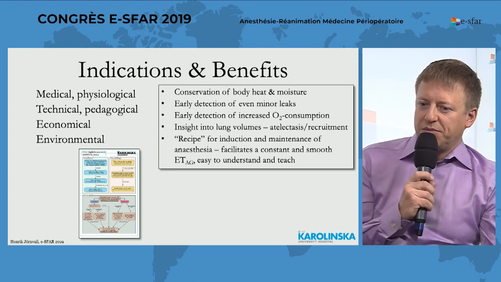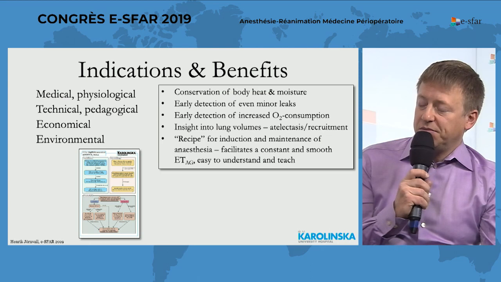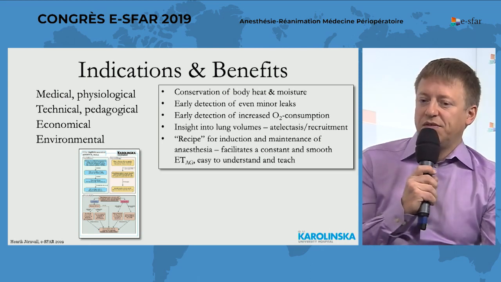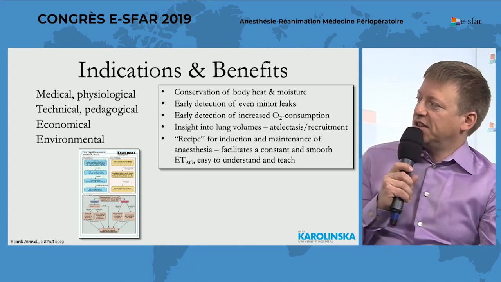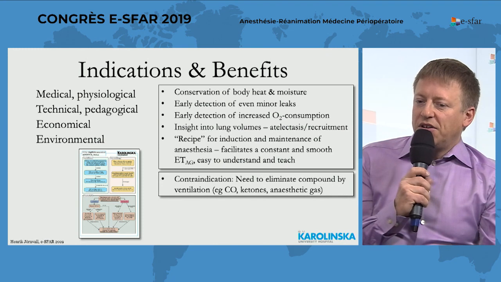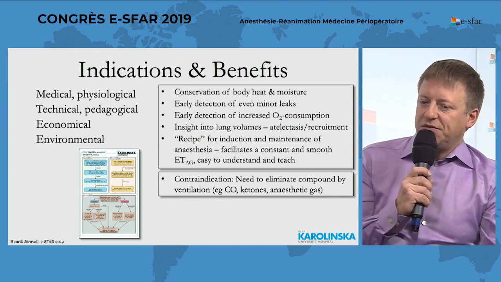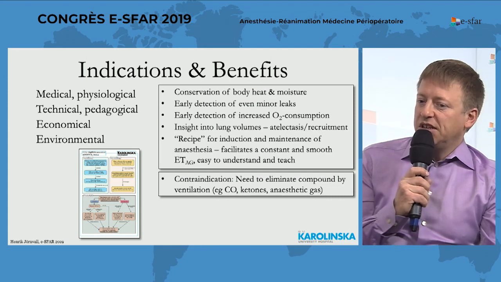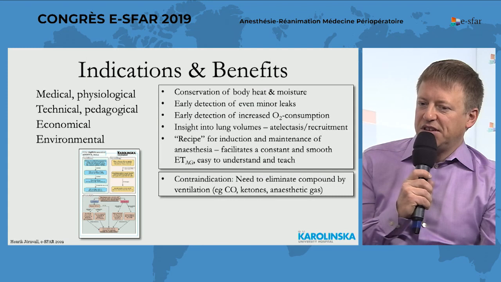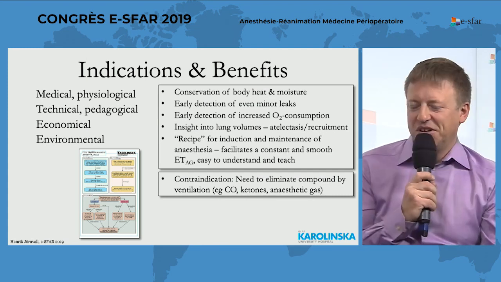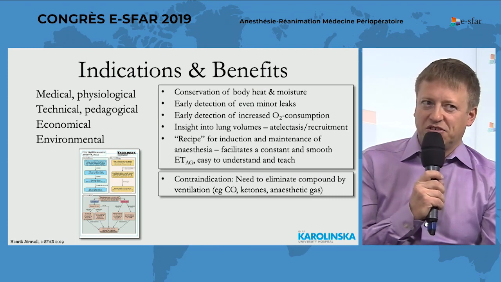You also have a recipe for anesthesia. If you teach a resident how to do anesthesia, they're very confused. You have flows, you have vaporizer settings, you have everything. Here's a very simple recipe. There is a contraindication, and that is if you need to eliminate anything by ventilation. Most commonly carbon monoxide, but of course anesthetic gas. If you use closed circuit anesthesia, the patient will not wake up. So you need to have high flow or increased flow when you want to wake the patient up.